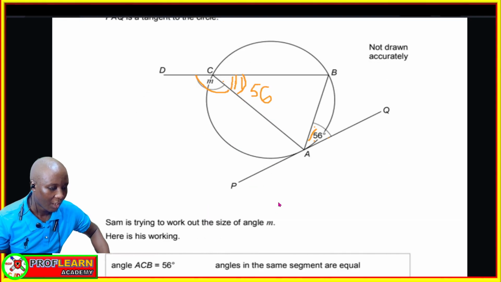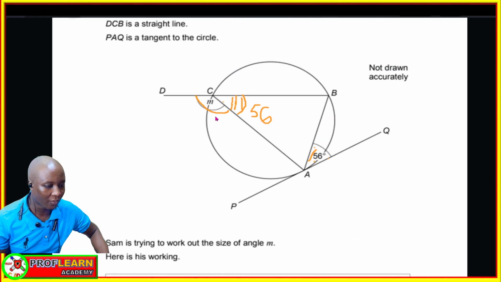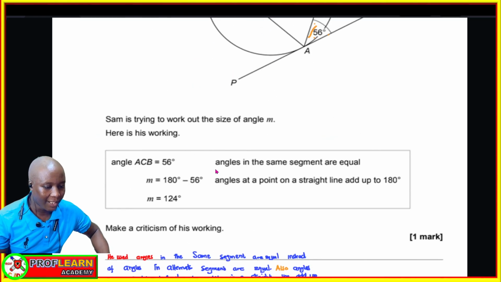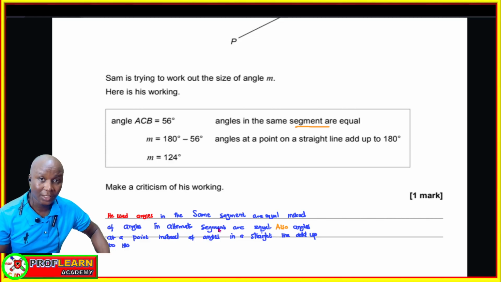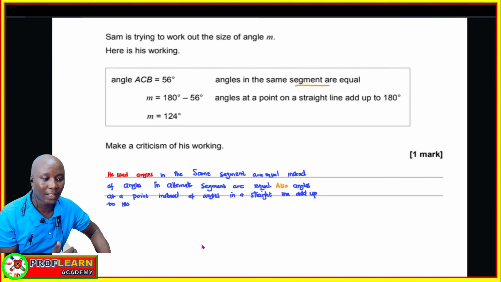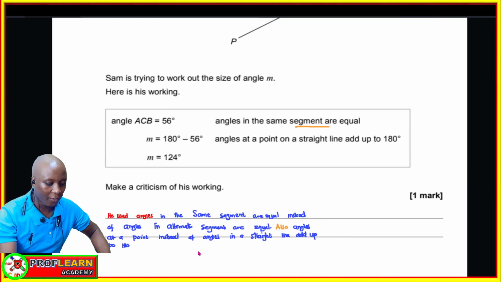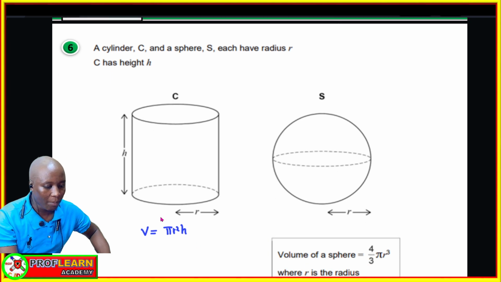56 degrees. So candidates were told, Sam is trying to work out the size of angle M here. Here is his working. He said angles in the same segment are equal. So the mistake here, the student could have said that angles in alternate segments are the same, and angles in a straight line add up to 180 for you to earn that one particular mark.